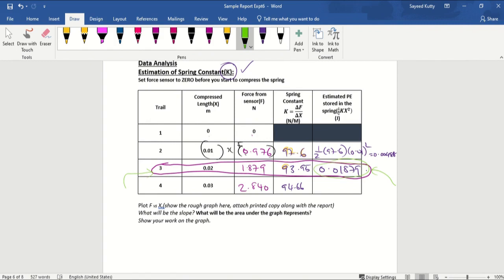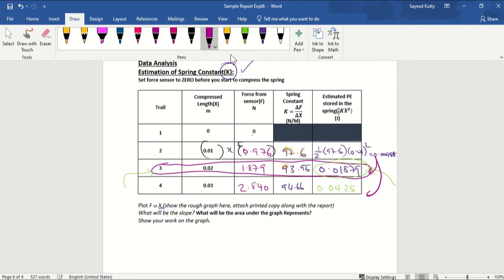Anyway, next thing, what is the potential energy stored? It is 0.5 times K, 94.66, times 0.03 squared. So what you notice is that as I compress it more and more, the potential energy stored is more. So that is true. You look at the potential energy here: it is 0.004, here it is 0.018. So that's what we notice here. As we increase the compressed length, the potential energy stored in the spring is also increasing.